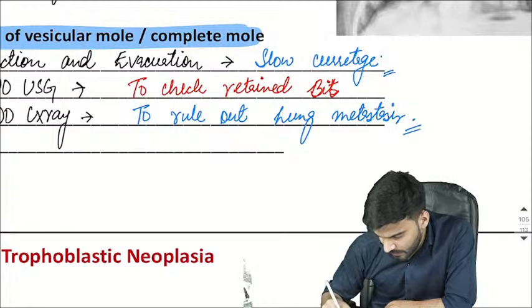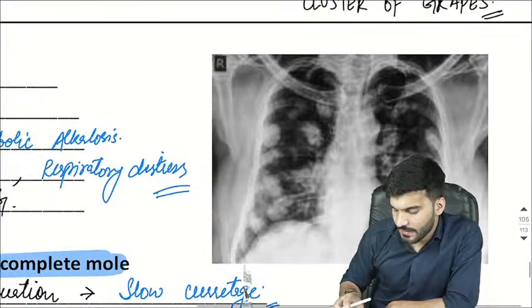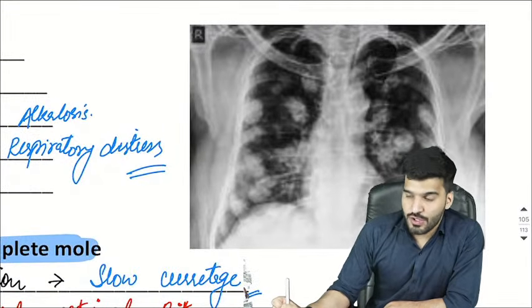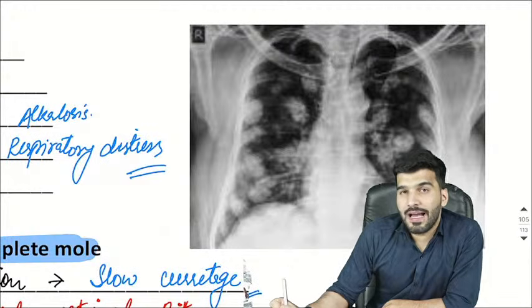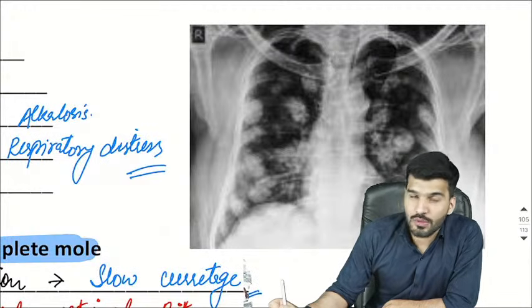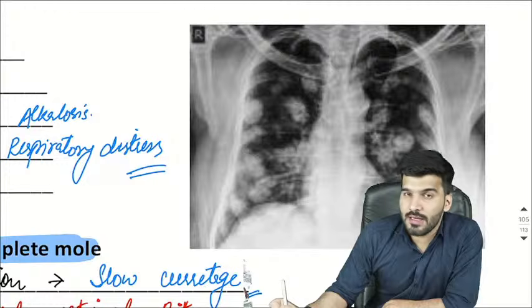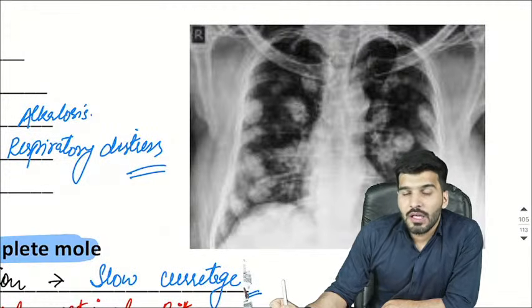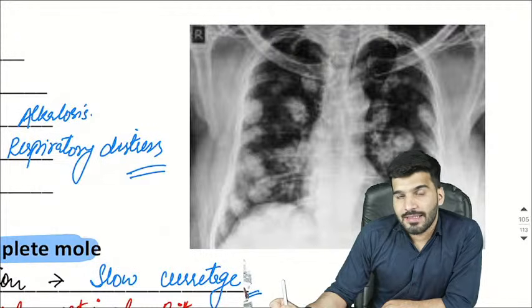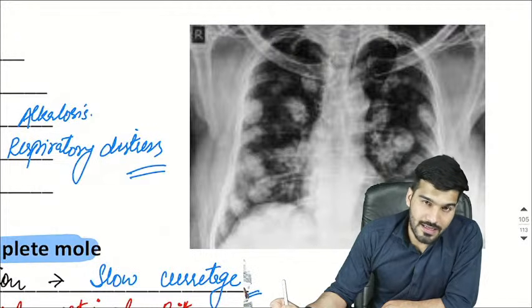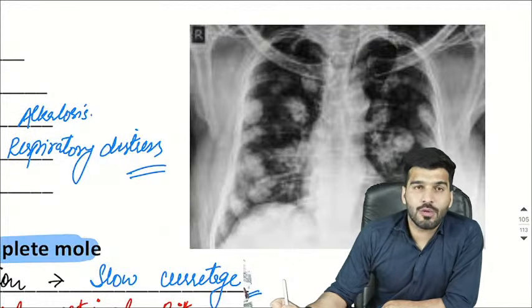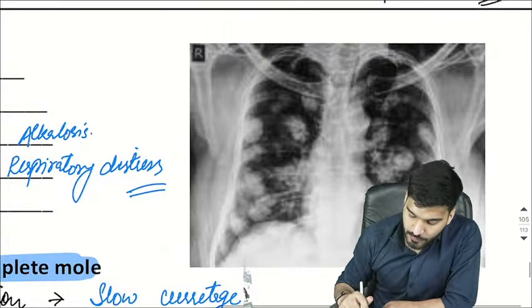To rule out lung metastasis, and this lung metastasis, if seen, the FIGO classification of gestational trophoblastic neoplasia says that at stage 1, this is confined to the uterus only. At stage 2, it is around the uterus. At stage 3, it goes to the lungs, and at stage 4, all other metastatic sites. So which stage of FIGO classification explains the cannonball metastasis? That is stage 3 of FIGO classification.